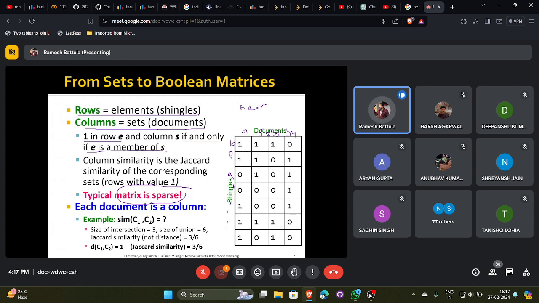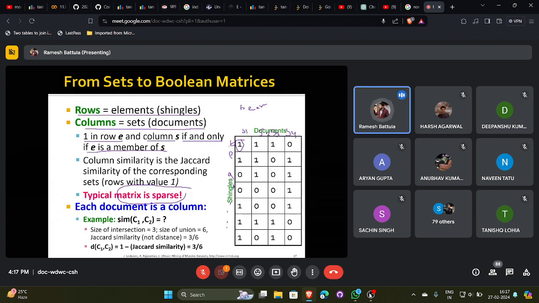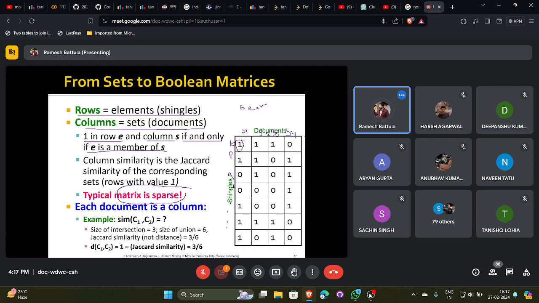Now you need to observe. Here this is 1, which means this B is a member of S1. This B is a member of S2. This B is a member of S3. That means S1, S2, S3, S4 are documents. Are you clear? Any questions here? If you are unable to understand, please let me know.